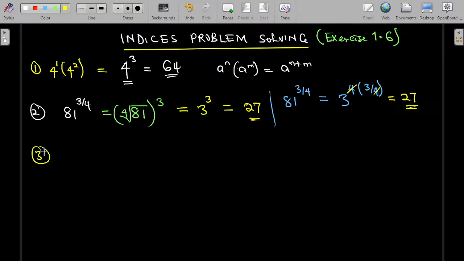So we go over to exercise 3. There we are given 3 to the power of 4 all over 27 to the power of 2.